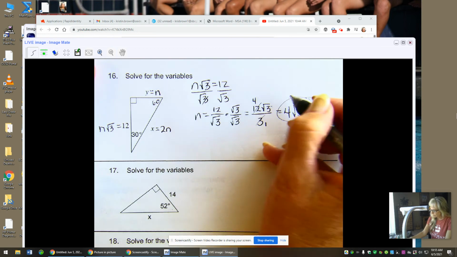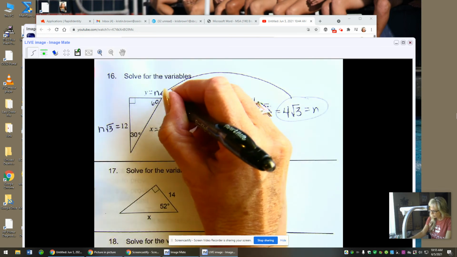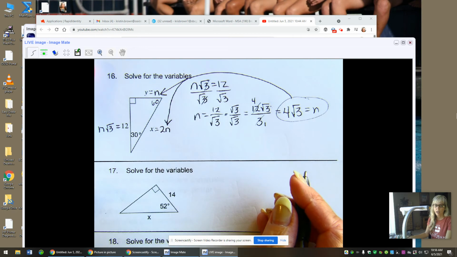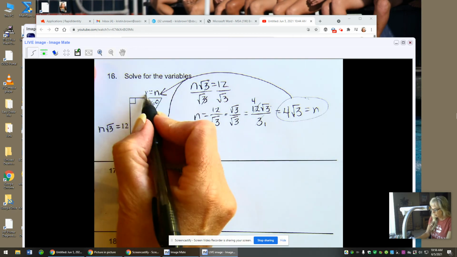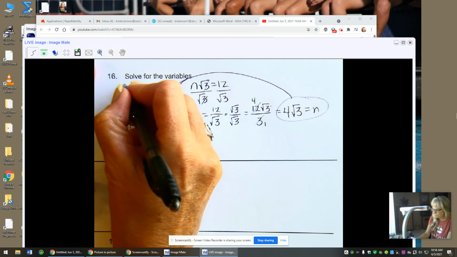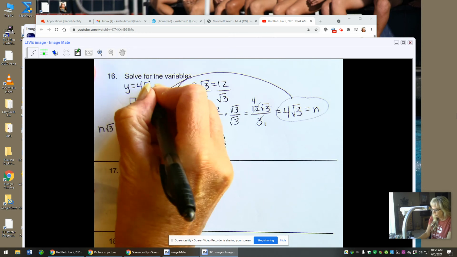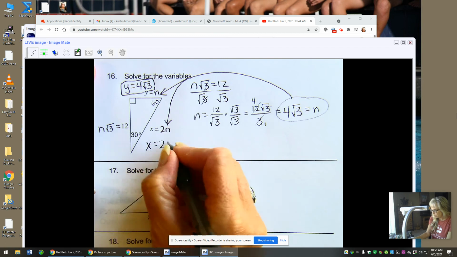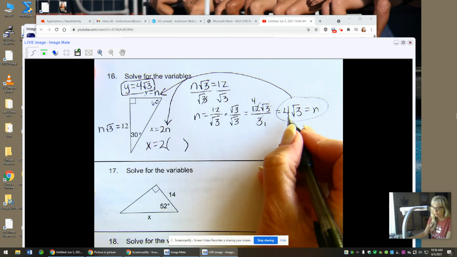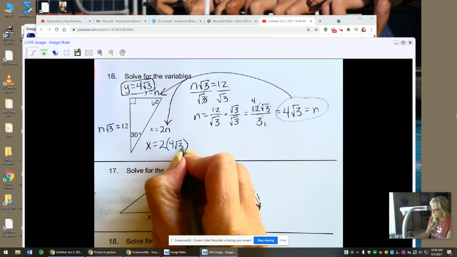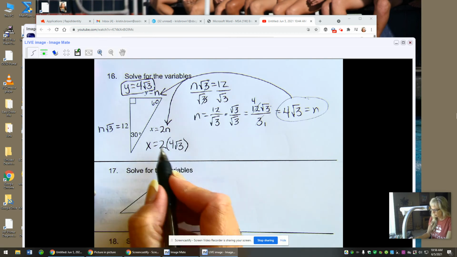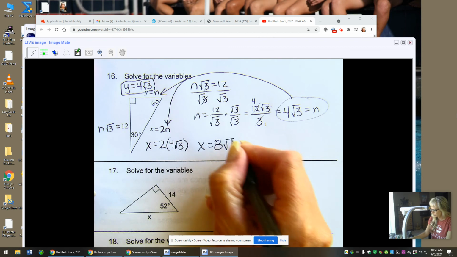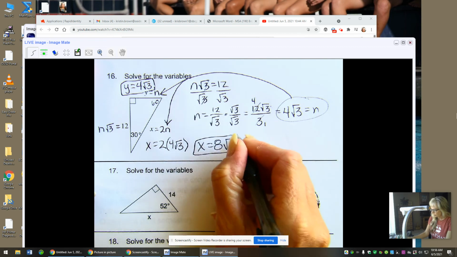The last step is to take that n value and plug it in to the other sides and solve if necessary. In this case, y is the n value. So y is 4 times the square root of 3. And x is 2 times the n value. The n value is 4 times the square root of 3. So now we have a little simplifying to do. The 2 times 4, of course, is 8, so x is 8 times the square root of 3. All right?